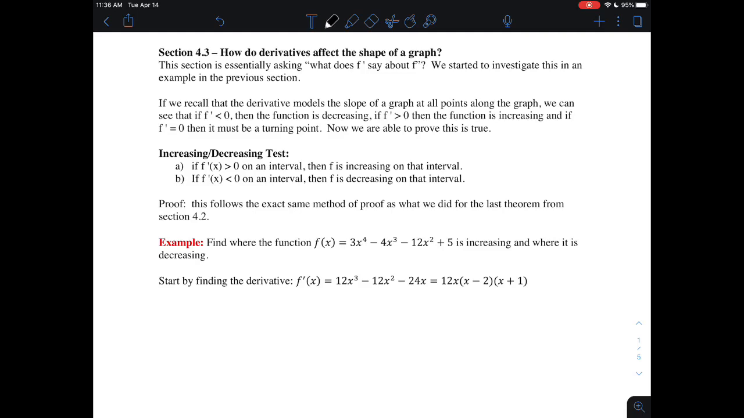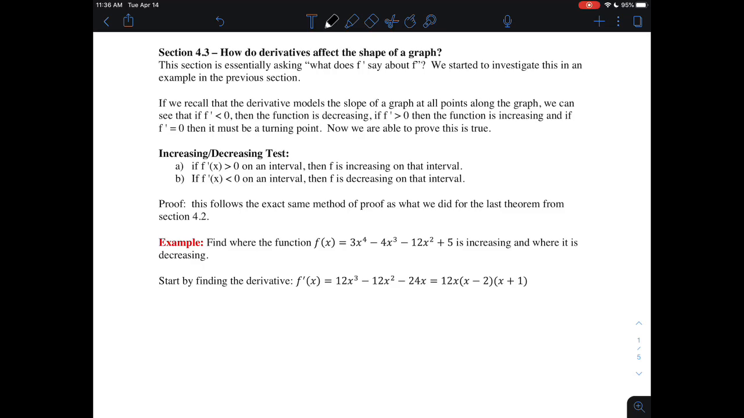Section 4.3. How do derivatives affect the shape of a graph? This section is essentially asking, what does f prime say about f? What does the derivative tell you about the original function? We started to investigate this in an example in the previous section.